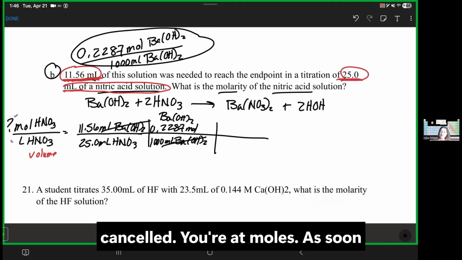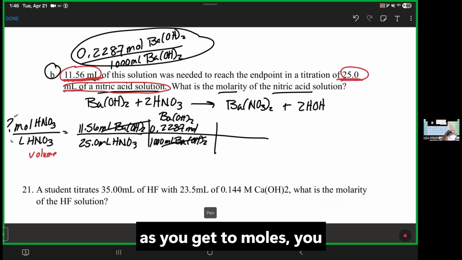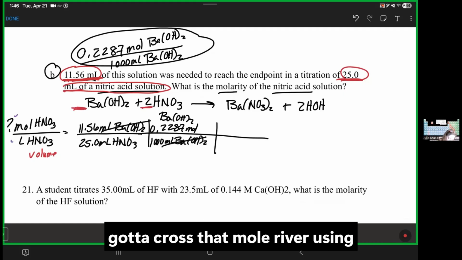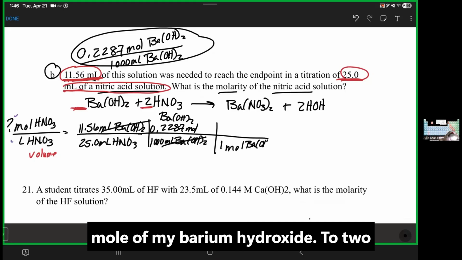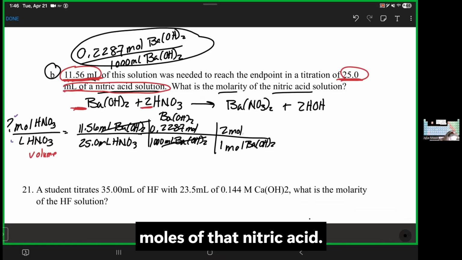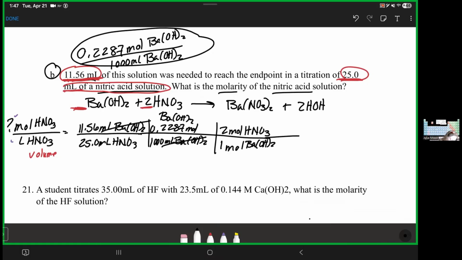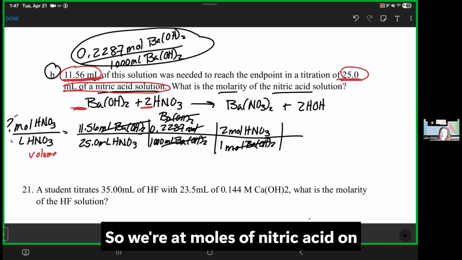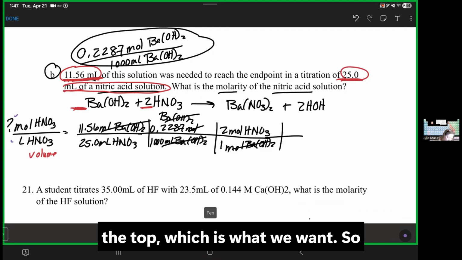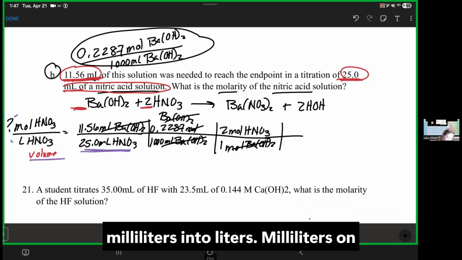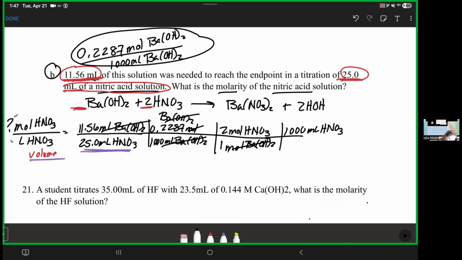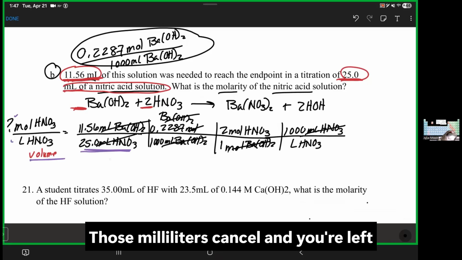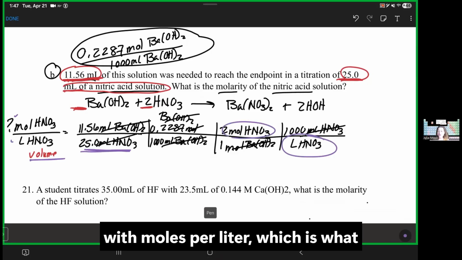So milliliters of barium hydroxide cancel. You're at moles. As soon as you get to moles, you have to cross that mole river using your balanced equation. 1 barium hydroxide to 2 nitric acids. So 1 mole of my barium hydroxide to 2 moles of that nitric acid. So we're at moles of nitric acid on the top, which is what we want. So now we're going to convert these milliliters into liters. Milliliters on the top over here to cancel milliliters on the bottom. Those milliliters cancel, and you're left with moles per liter, which is what you're looking for.